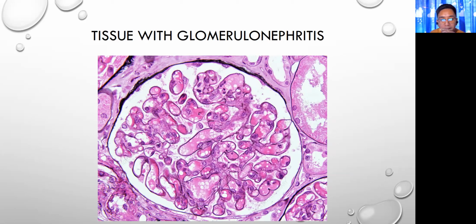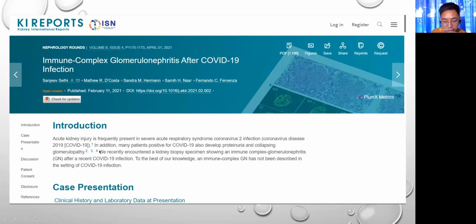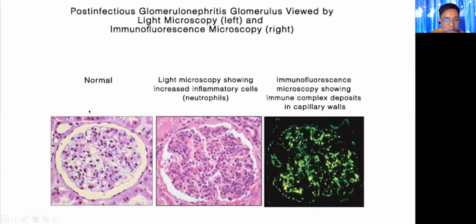Now, if we're going to compare the tissue with glomerulonephritis and the normal tissue, on the left side we have here the normal tissue. Now, this is a post-infectious glomerulonephritis, glomerulus viewed by light microscopy on the left, and immunofluorescence microscopy on the further right. So, I'm sorry, we have here the normal tissue here.